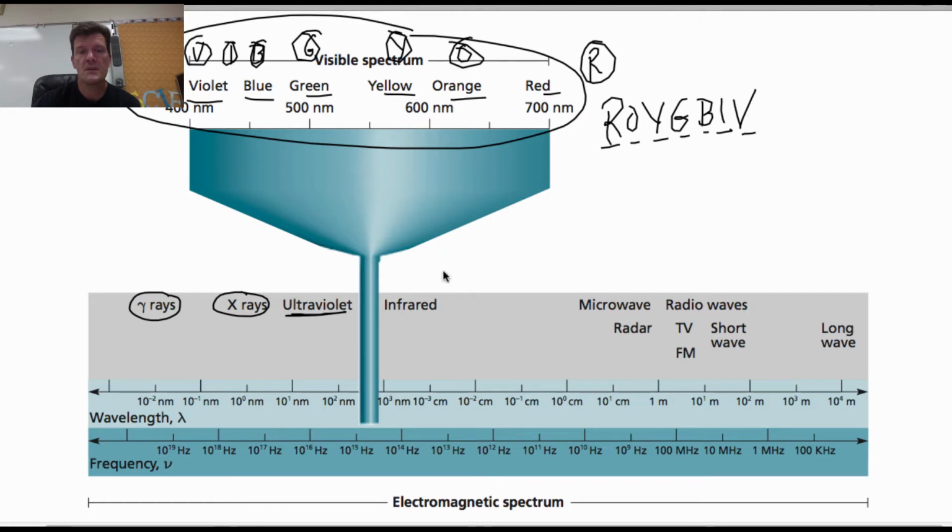Okay? Then, on the other end, you've got infrared, you've got microwave, that heats up your food, you've got radio waves, and then longer waves after that. So I just want you to know that a very small section of the electromagnetic radiation that we're aware of is actually visible to us.